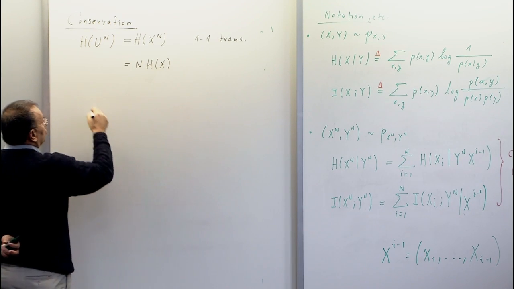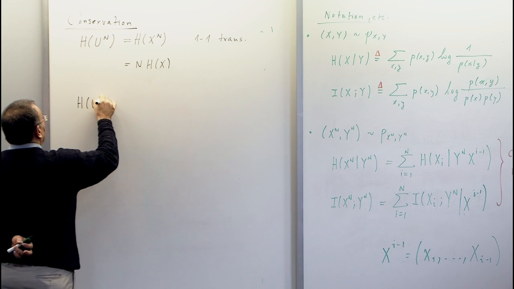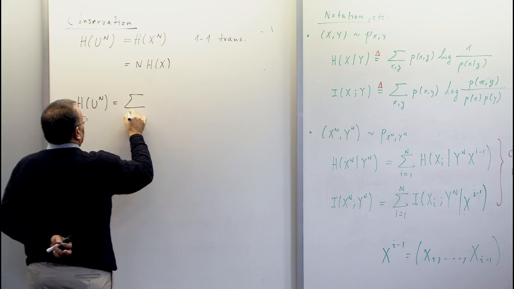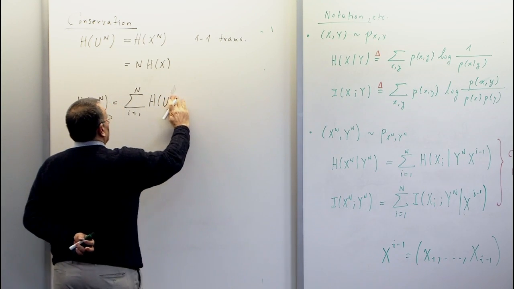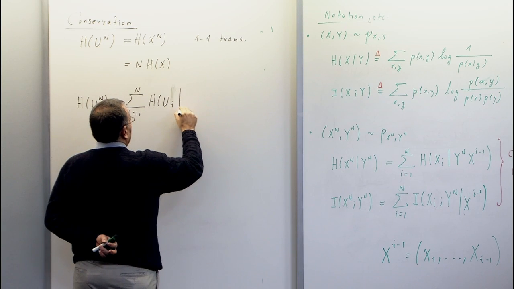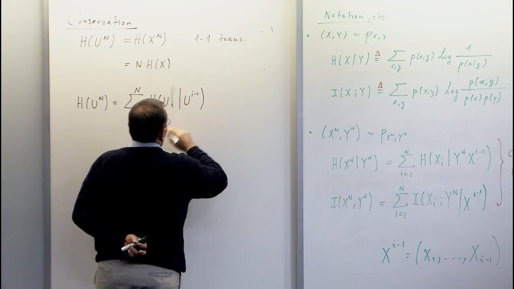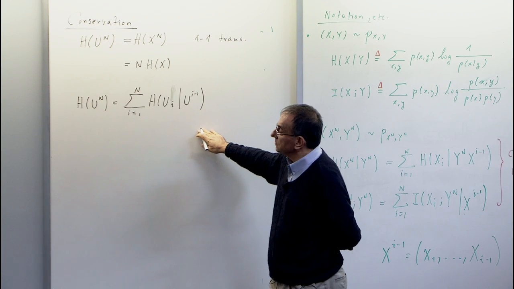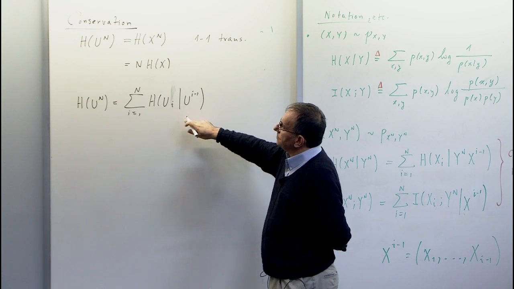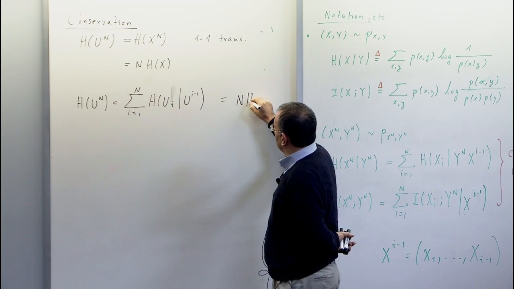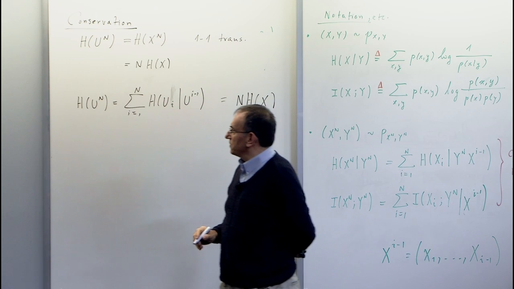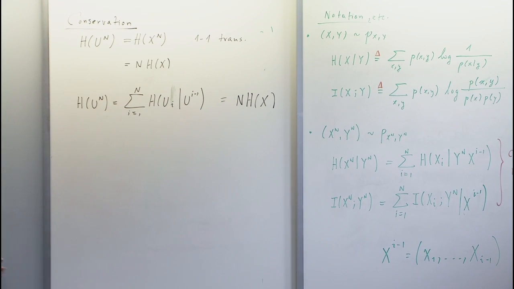Now, by the chain rule, we also have the following. So this is the chain rule. If we put these two together, we can write this. Therefore, what I know is that the sum of these terms is equal to n times the original entropy.